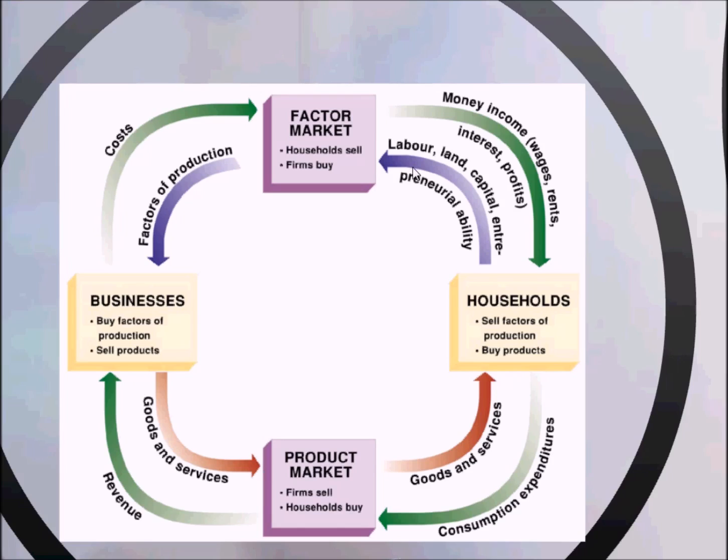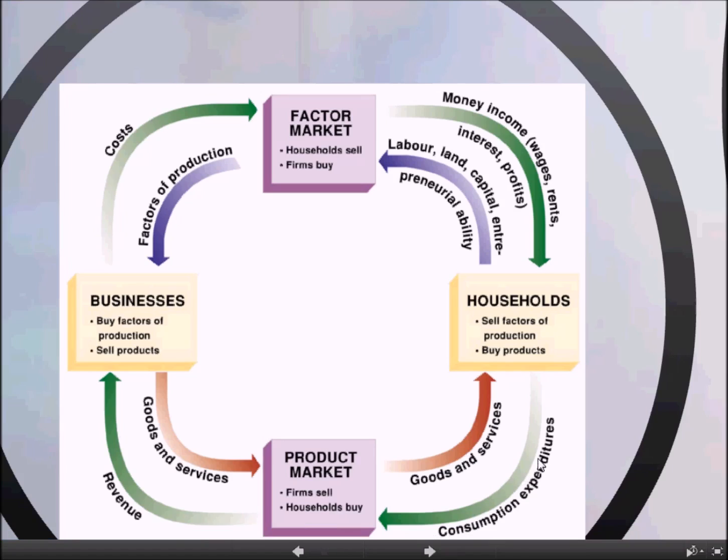Now we come to the money flow. You can see that because the households are providing the input to the factor market, in turn the factor market is providing the money income, which is in the form of wages, rents, interest and profits, to the households. This gives them the purchasing power, and they can purchase goods and services from the market. They go for consumption expenditure in the product market, that is, they spend this money in the product market to purchase goods and services.